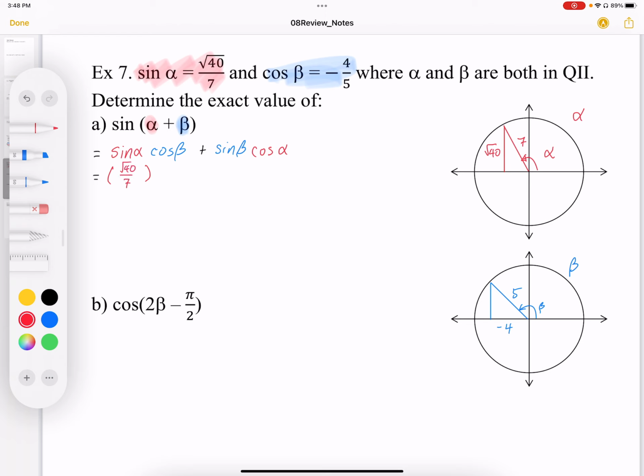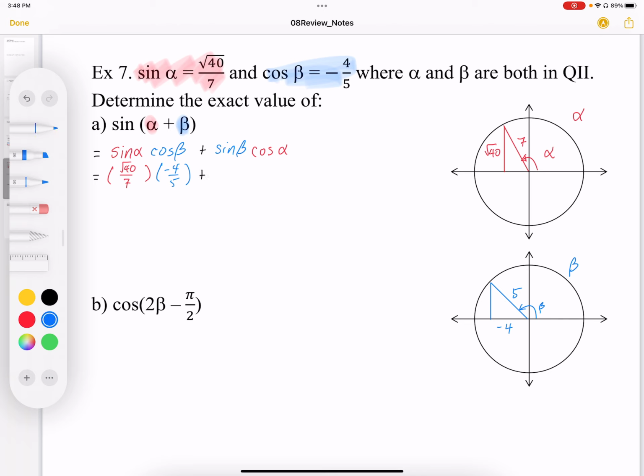And please do not write sine root 40 over 7. This means nothing, so don't ever write something like that. We just replace the whole sine piece with the root 40 over 7. For cos beta, I go to my beta picture, my blue picture, and the cosine is going to be negative 4 over 5.